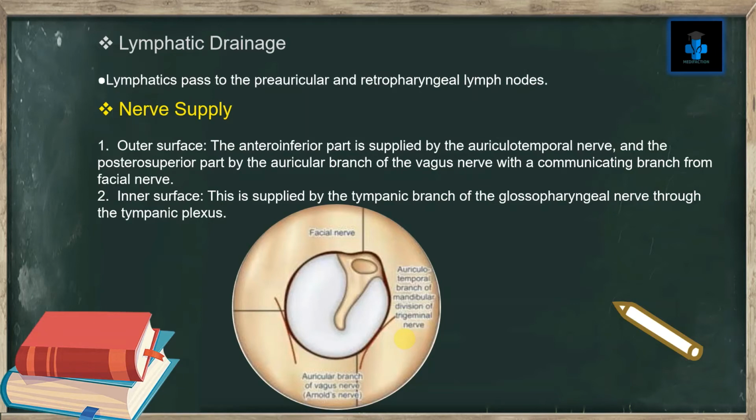Nerve supply. Number one, the outer surface. The antero-inferior part is supplied by the auriculotemporal nerve. This is the auriculotemporal branch, and the postero-superior part by the auricular branch of the vagus nerve with the communicating branch from the facial nerve right here. This is how the outer surface is supplied. Now, number two, which is the inner surface. This is supplied by the tympanic branch of the glossopharyngeal nerve through the tympanic plexus.